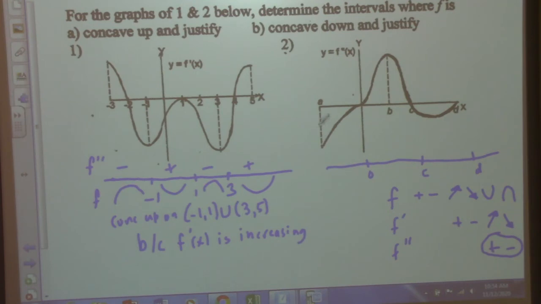And what do we have between A and 0? That's going to be F double prime. We have this decreasing, no, it's negative. And so we're going to have concave down over that interval. And between 0 and C, what do we have here? Positive, right? So concave up. And then between C and D, concave down. So then we're asked to answer the question that we answer for number 1.